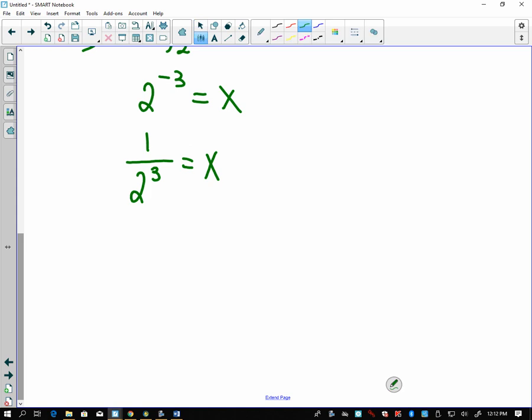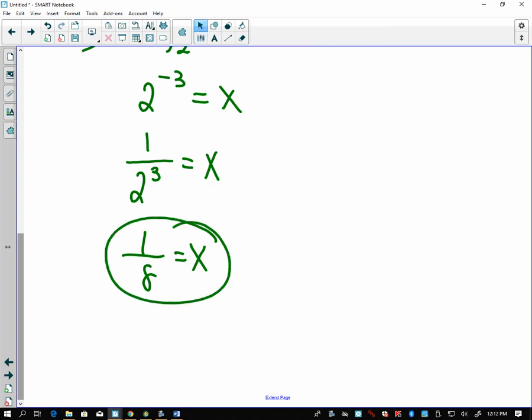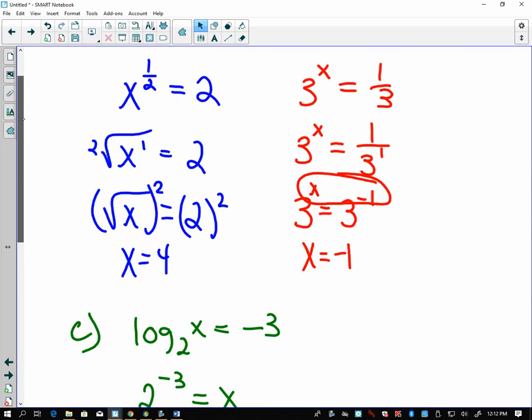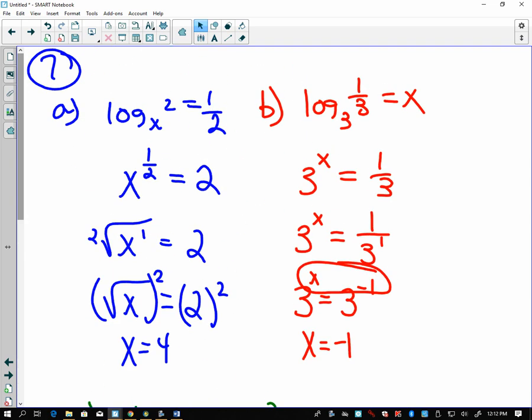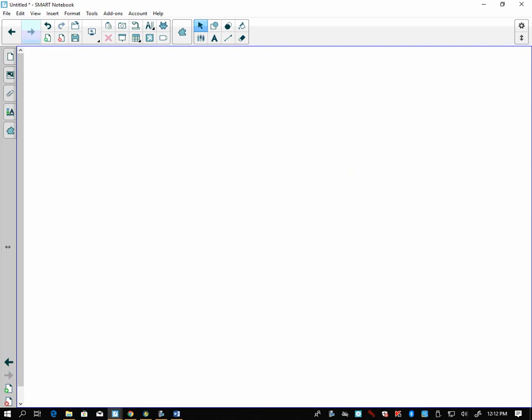Okay. All right, that's going to be 1/8 equals x. And that's what we should get, x equals 1/8. Okay? All right, let's see, what do we have next? That was number 7. Moves us on to number 10.